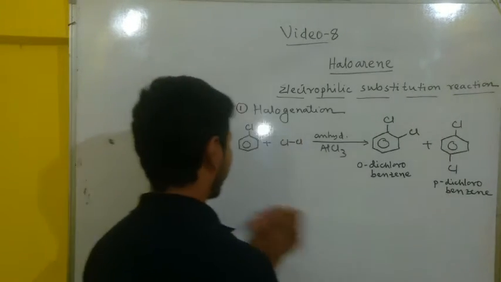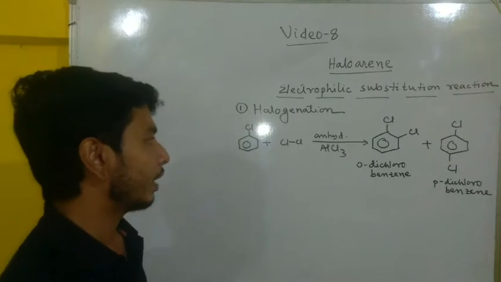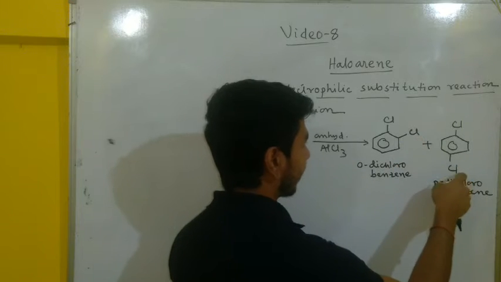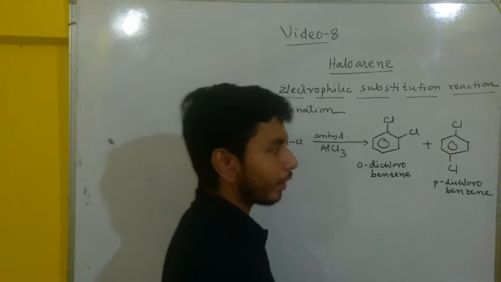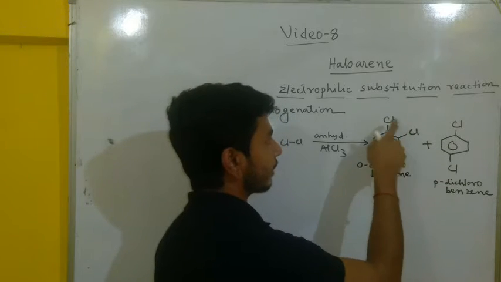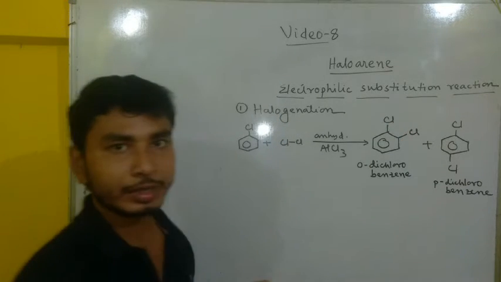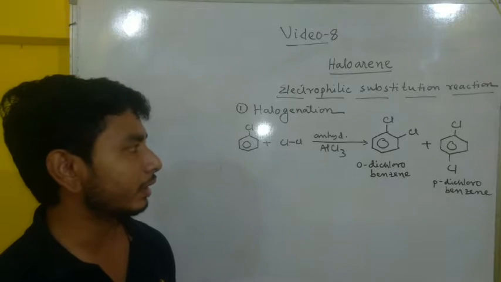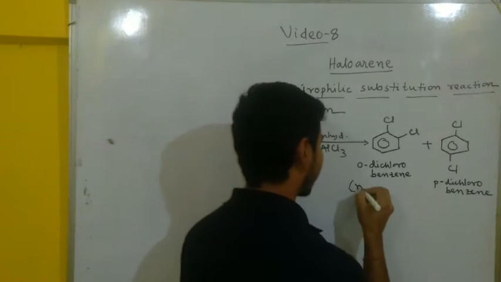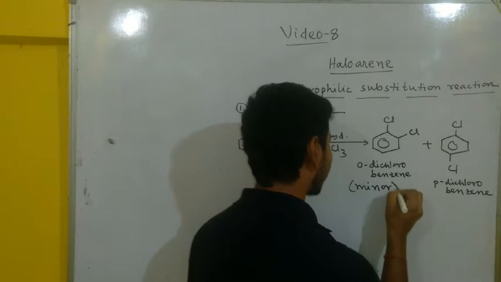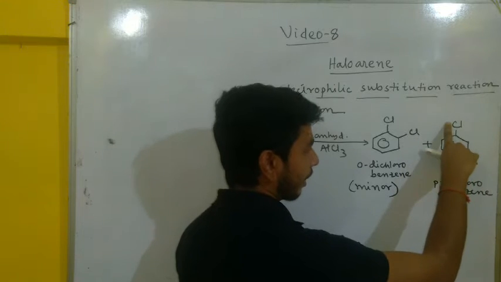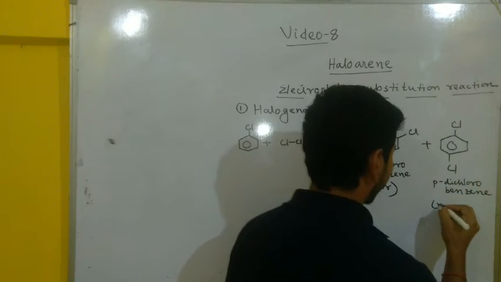Now out of the two products, which is the major product? In the ortho position, the two groups are very close to each other. In the para product, two groups are far away from each other. So the distance between these two groups is close, that is repulsion will be strong. So as the repulsion is strong, that is, it is unstable. Unstable means it will be the minor product. Minor means less amount. And the repulsion is less, stability is more, so it is the major product.